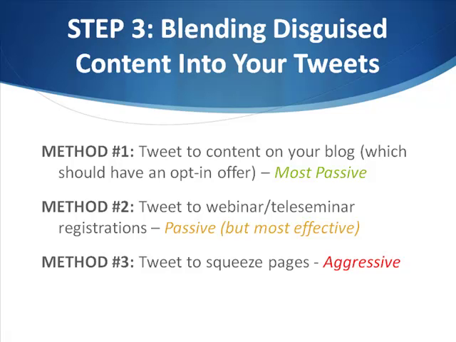All right, so now we get to step 3, where we're going to talk about blending the disguise content into those tweets. So we showed you how to get real solid content tweets, and that's good. You need to have that. Now we're going to talk about how you blend in more disguise content, where the sole purpose of this content is to move people from Twitter over to your blog. Right. So you want to move people over, I'm sorry, not to your blog necessarily, move people from Twitter over to your opt-in list.